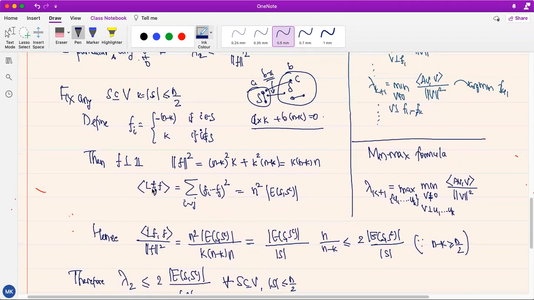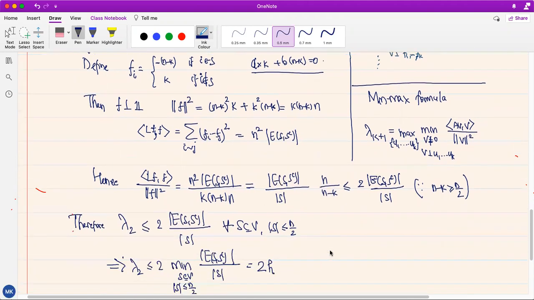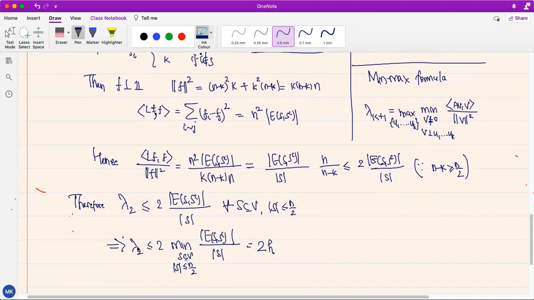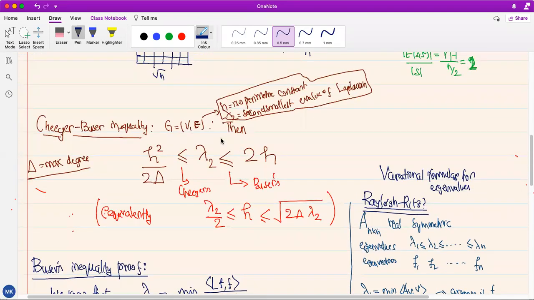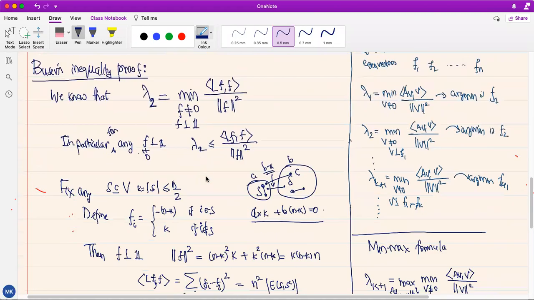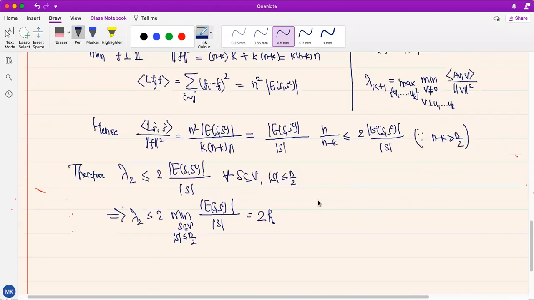So I calculate the inner product of Lf and f over norm f squared and I find that it's exactly the same as the number of edges going from S to S complement divided by the number of elements in S, times N over N minus K. But since K is less than or equal to N by 2, this factor is at most 2. Therefore, I get 2 times H as the upper bound for lambda 2. And that was Cheeger's easy inequality, lambda 2 less than or equal to 2H. So we have proved it.